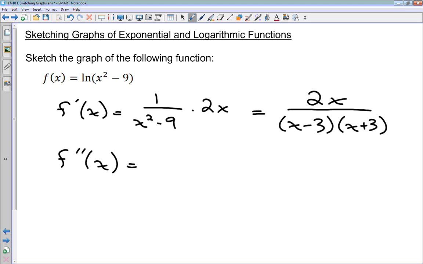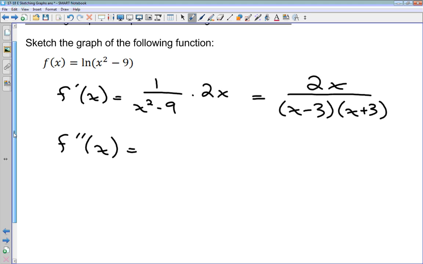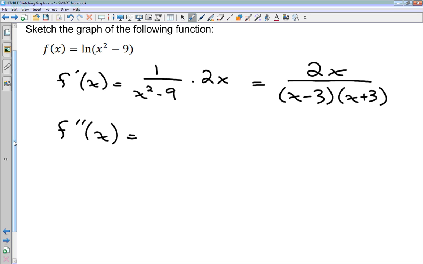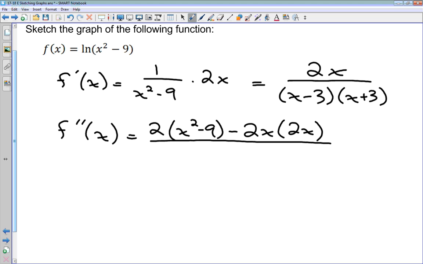For our second derivative, we want to use the quotient rule here because we've got 2x over x² − 9. So we want the derivative of the numerator, which is just going to be 2, times the denominator, x² − 9, minus our numerator, 2x, times the derivative of the denominator, which is 2x. And this is all going to be over (x² − 9) all squared.